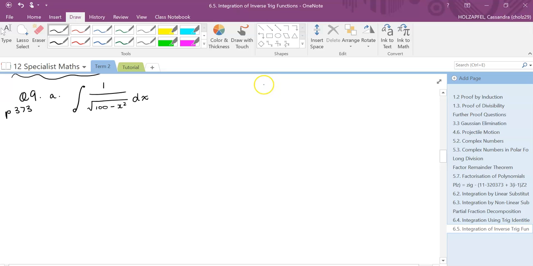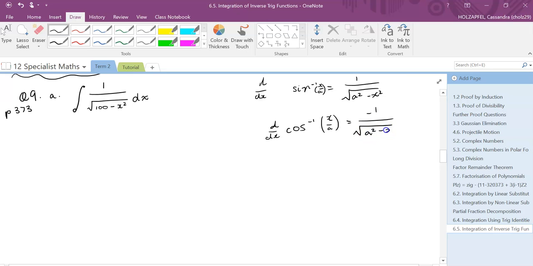So just as a refresh, if we wanted to find the derivative of the inverse sine function, that's going to be equal to 1 over the square root of a squared minus x squared. If we wanted to find the derivative of the inverse cos function, that's going to be equal to negative 1 over the square root of a squared minus x squared. And if we wanted to find the derivative of the inverse of tan of x over a, that's going to be equal to a over a squared plus x squared.